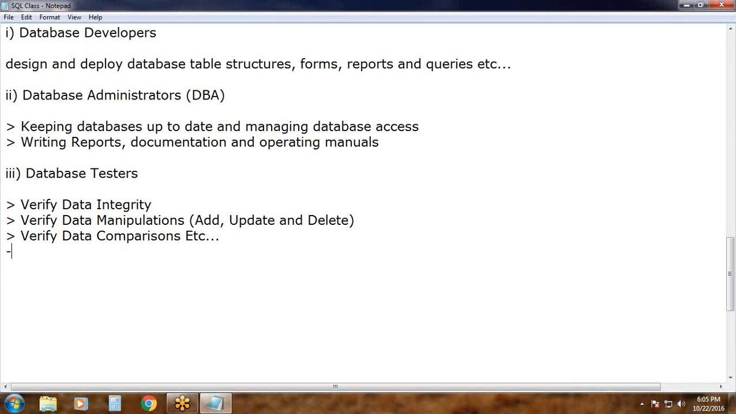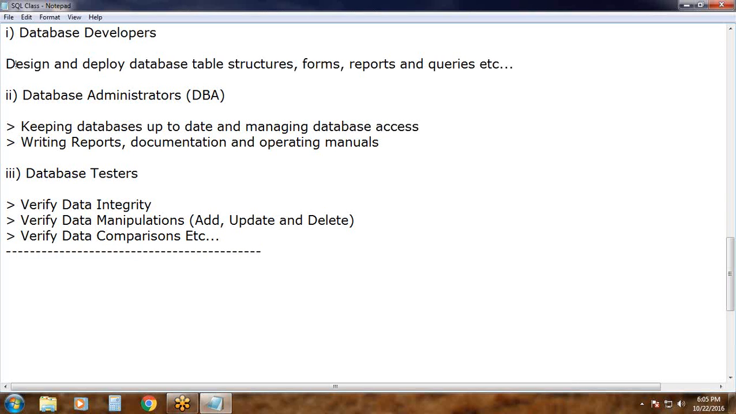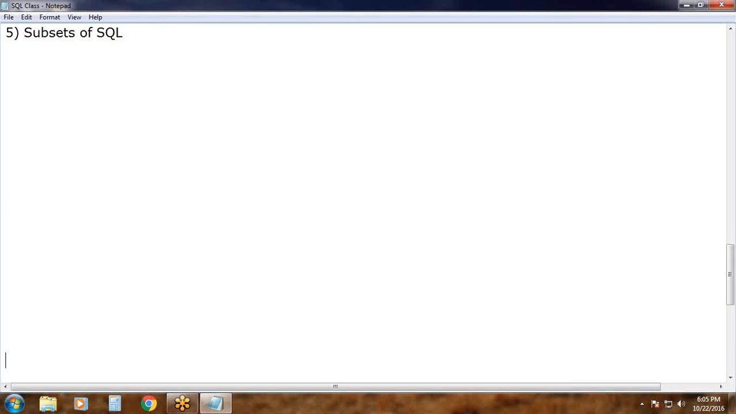See, these are the important roles: database developers, database administrators, database testers. Next, come to fifth topic, subsets of SQL. Can you tell me, Shivpriya, what are the important subsets of SQL? SQL commands can be classified into groups based on their nature. What are they? First, data definition language, then data manipulation language, next data control language. Okay?